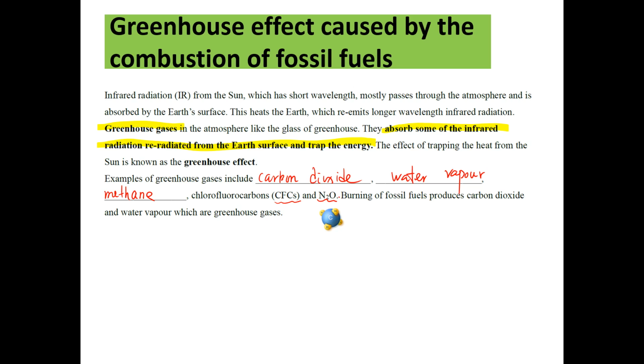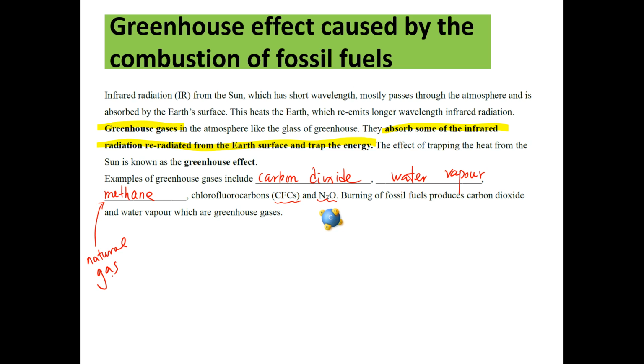How about methane? Where do we get methane? Do you still remember one of the fossil fuel? So for example, natural gas. Natural gas contains mainly methane. So for natural gas, if we use it as an energy source, some of it may not be burned and will be released into the air. And even for the extraction of natural gas, some of the methane gas will escape into the atmosphere.